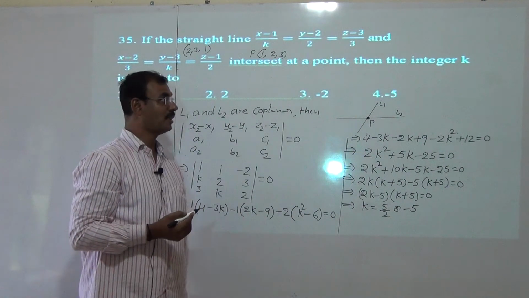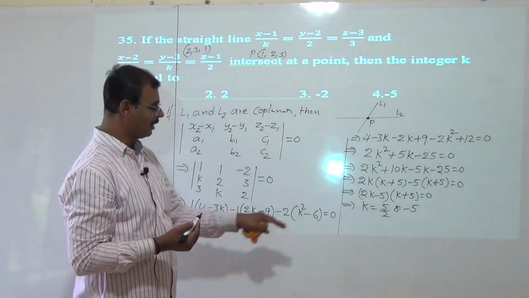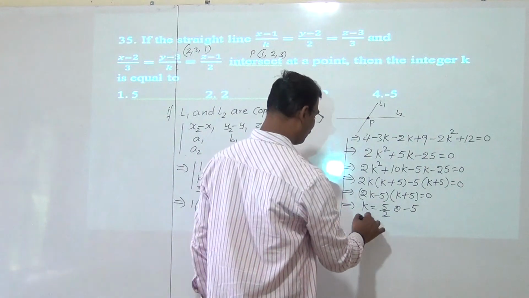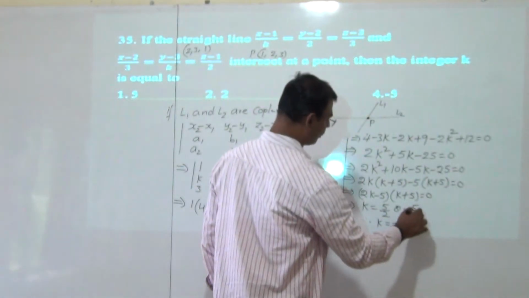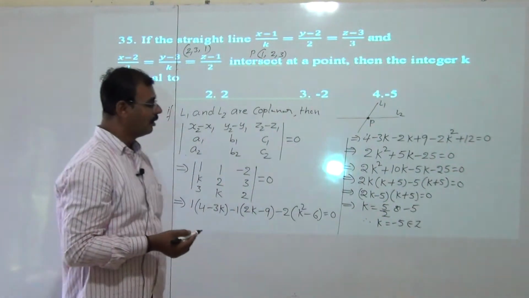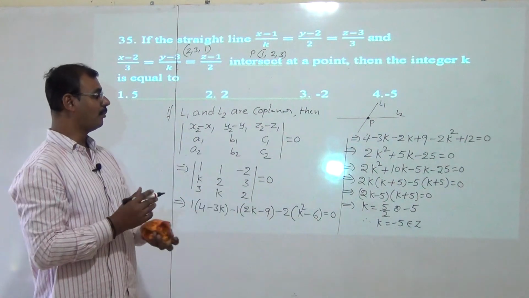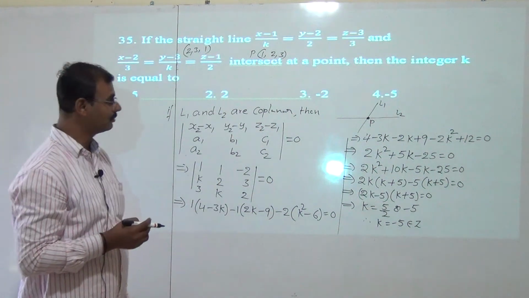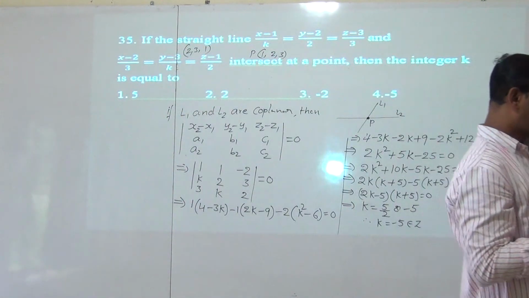But go through the question, it is asking for the integer value of k. Is it an integer? No. So integer meaning k is equal to minus 5, which belongs to integers. 5 by 2 is not an integer value. Hence our value will be minus 5, the right answer. Check up, the fourth option is the right answer. Cleared this point? Okay, next problem.